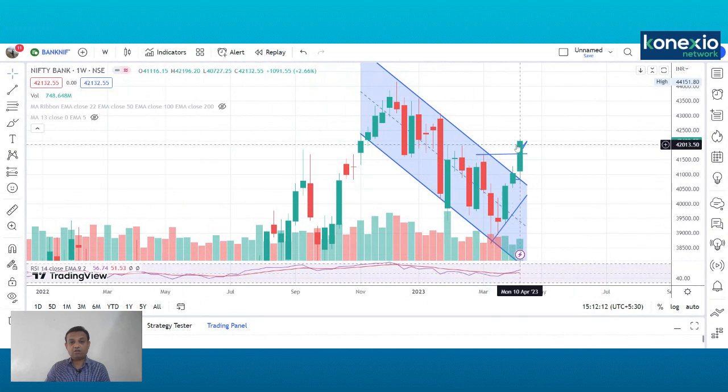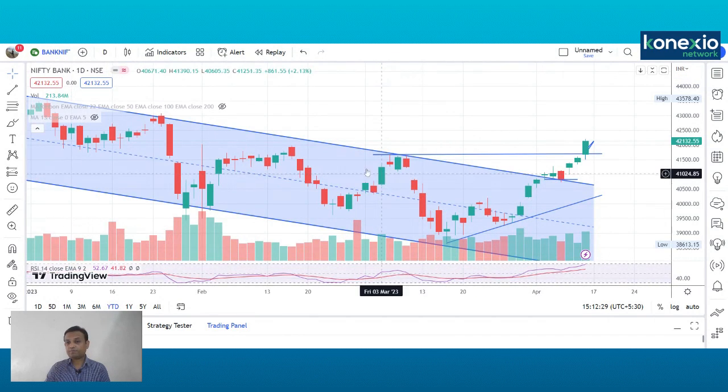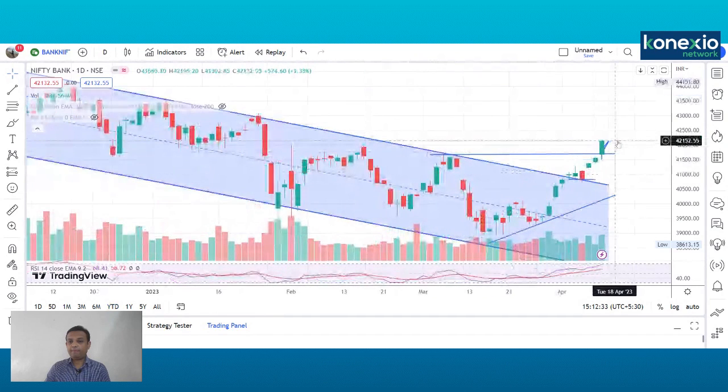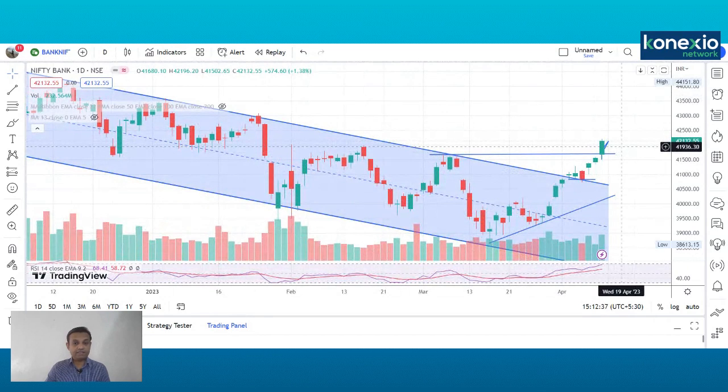It has given a breakout of multiple resistance about 42,000, but that doesn't mean we might not see an intraday pullback. So that pullback should be used as a buying opportunity. Now looking at this weekly candle, it is very bullish. Now let us go to the daily charts. Looking at these daily charts, we feel that next week we might see some sort of cool off on intraday basis. Why that pullback?